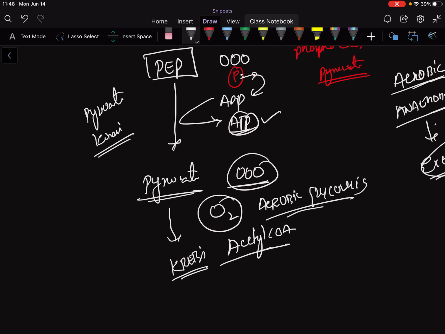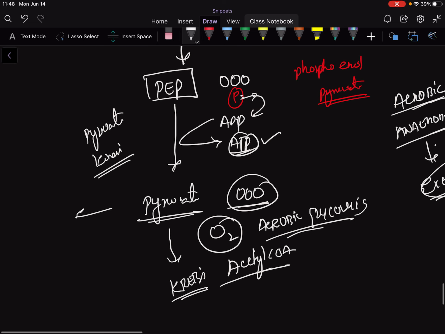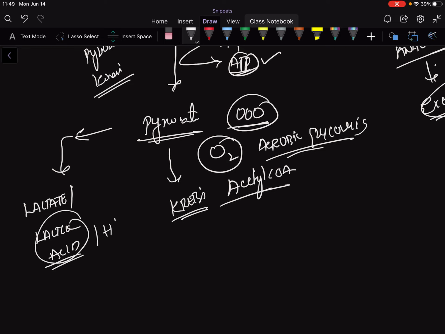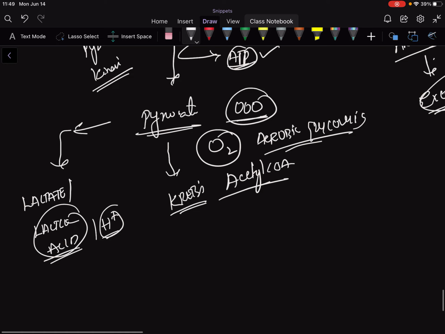But in the absence of oxygen, what will happen? This pyruvate is getting converted into lactate, or we can simply call it lactic acid. And acid contains what? Acid contains protons, and protons will do cell damage, right? That's why we are getting pain when we are doing exercises. These protons will be damaging the cells there, and we will be getting pain, and we will stop the exercise. So that is the importance of this one.